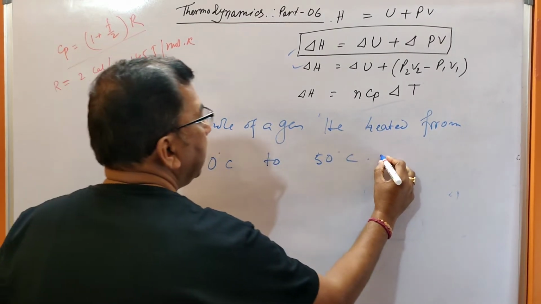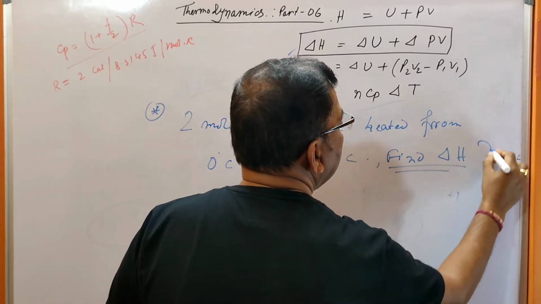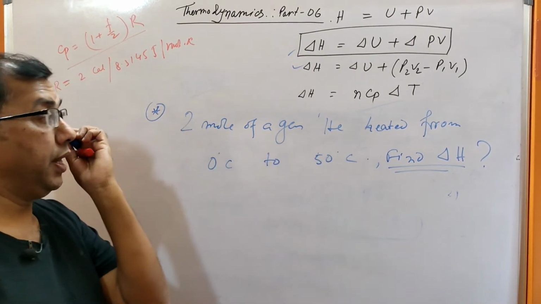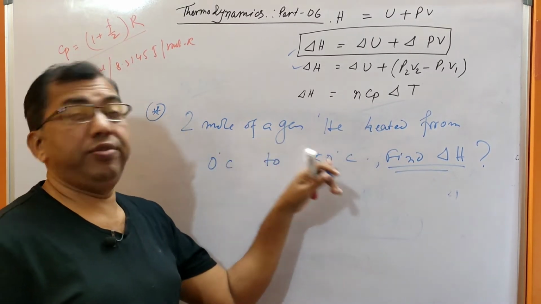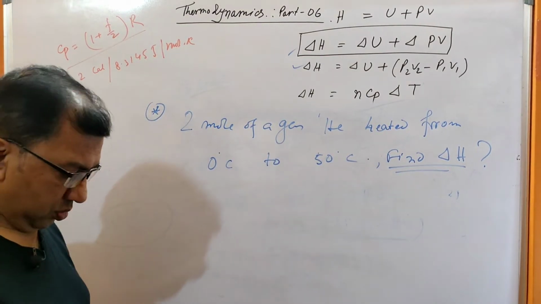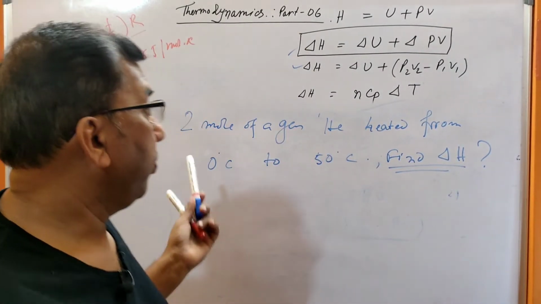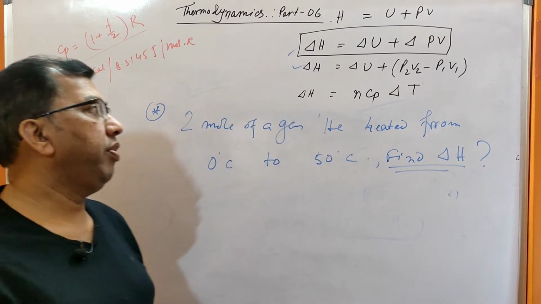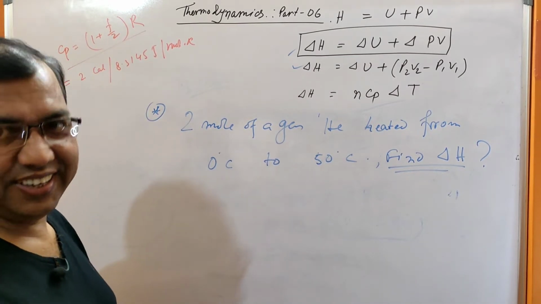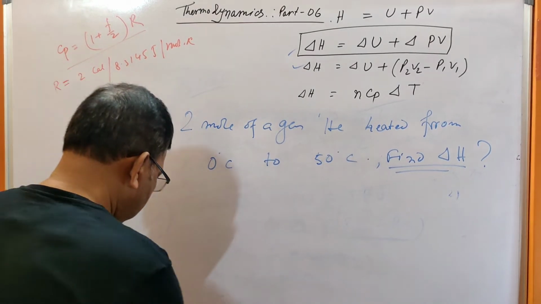And find delta H. You have to find it. 2 moles of a gas, say helium, monatomic gas, diatomic gas, anything, is heated from 0 degrees centigrade to 50 degrees centigrade, and in this case you have to find delta H. How will you find it? Tell me, which formula? Here nothing is given: not delta U, not P1, not P2, not V2. How will you apply it?